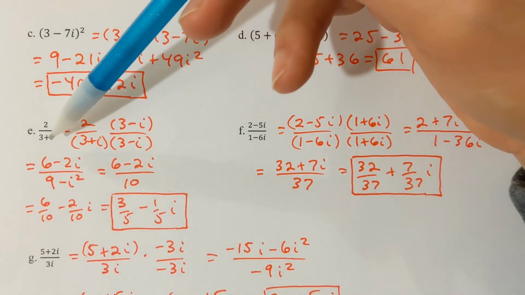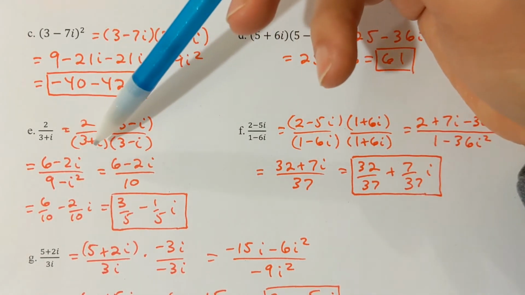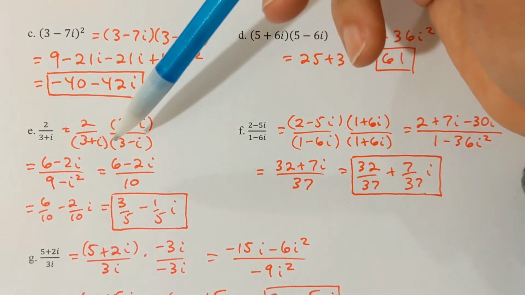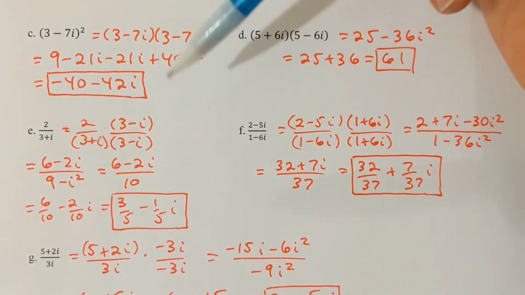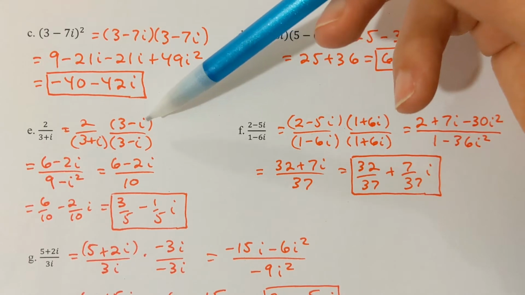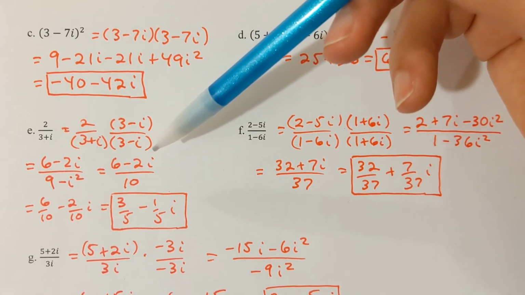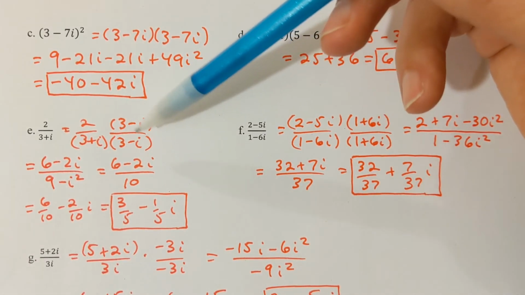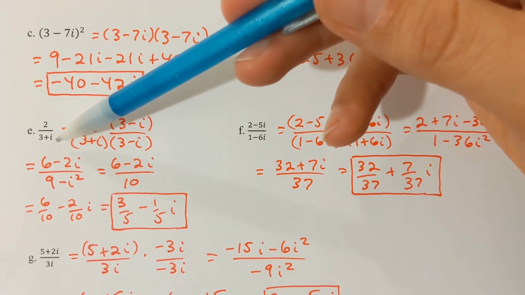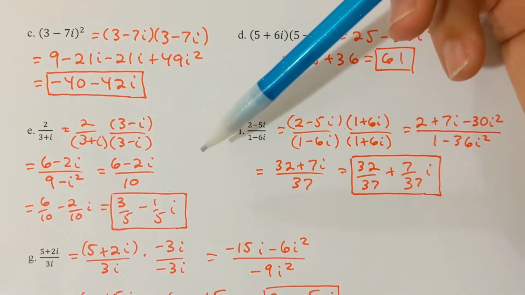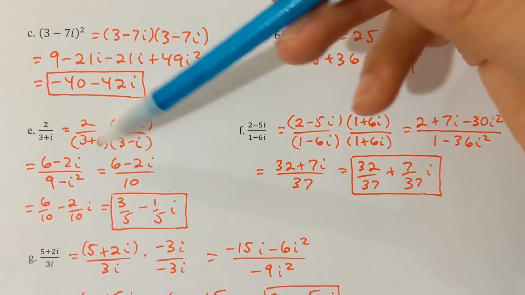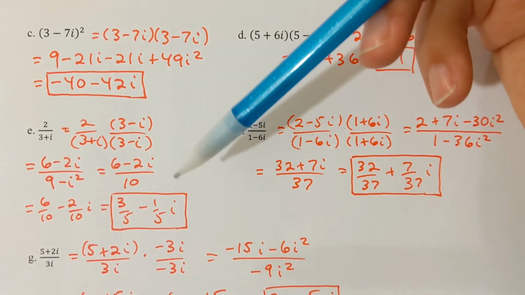Now, in the denominator for this problem, we've got 3 plus i. The conjugate of 3 plus i would be 3 minus i. 3 minus i over 3 minus i is 1. So there's no harm in doing what I'm doing here. I'm just taking the number that was given here and I'm multiplying it by 1. That doesn't change anything. It'll change the form, but it doesn't change the number itself.